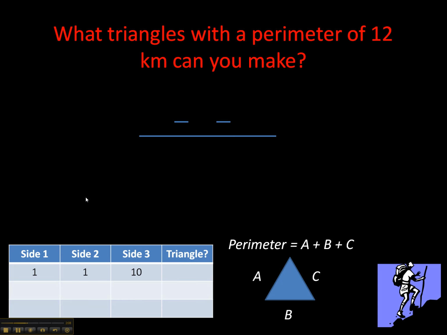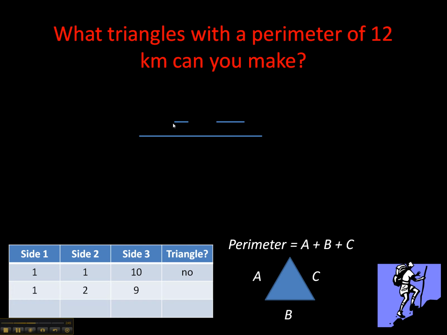So let's suppose you had a 1 kilometer side and a 1 kilometer side and then a 10 kilometer side. You might think that this would be a good formula for an isosceles triangle, but you'd be mistaken. Just for the sake of argument, why don't you take these three sides and see if you can turn them into a triangle? I'll bet you can't. So what we'll do is we'll write no, not possible to make a triangle with this particular set of values. The next thing that you do is change one of the values and then see if you can make a triangle from that.